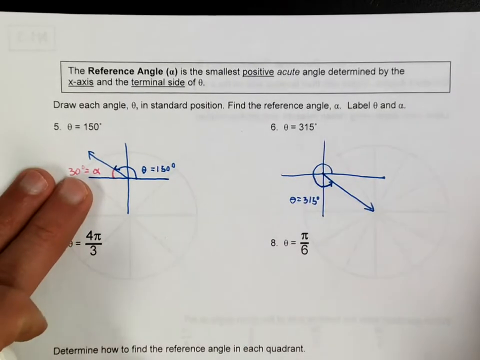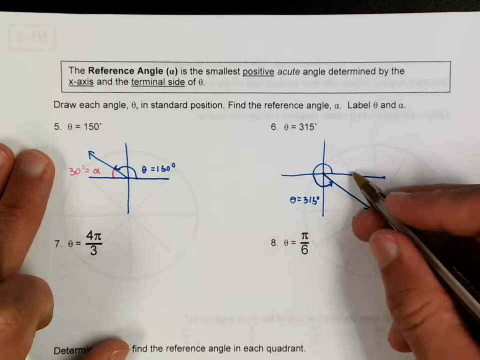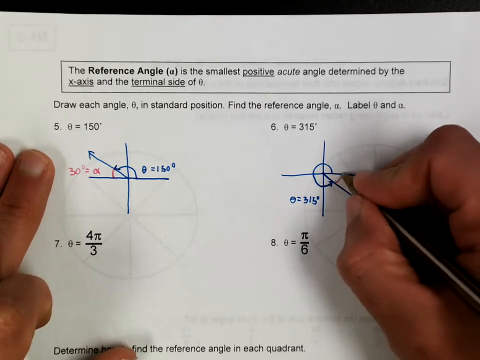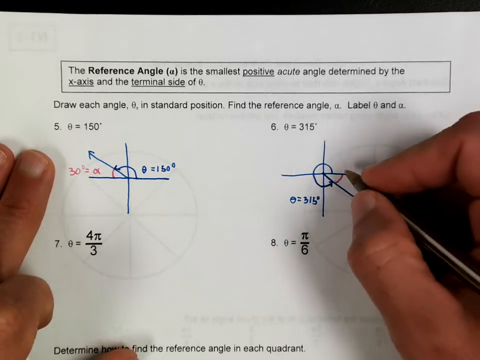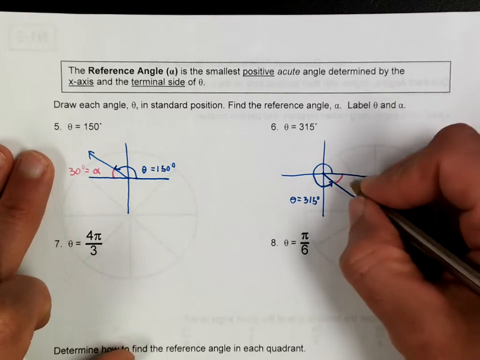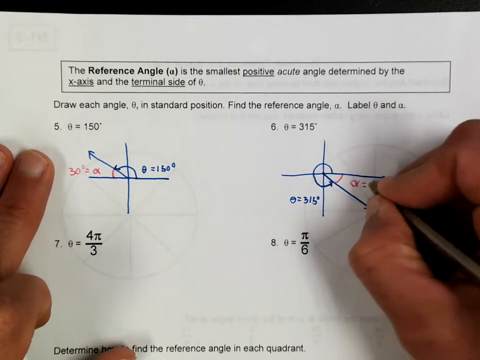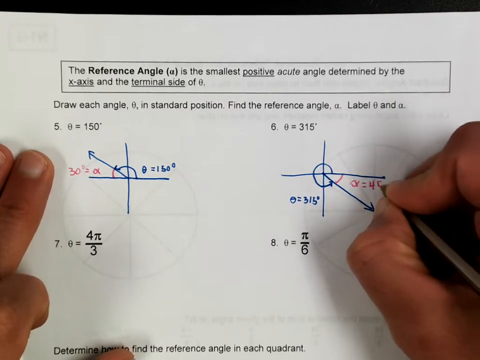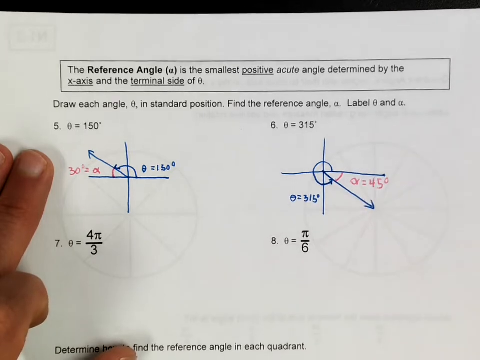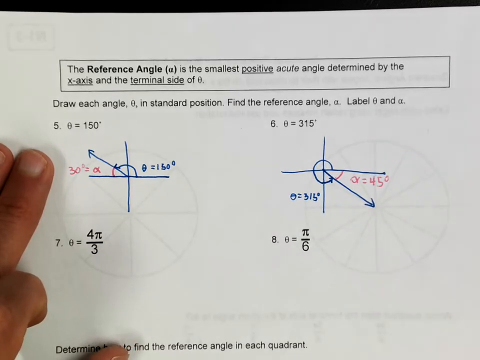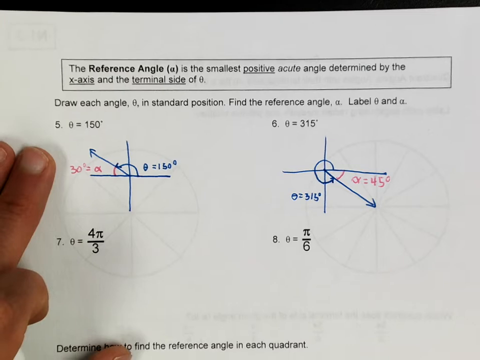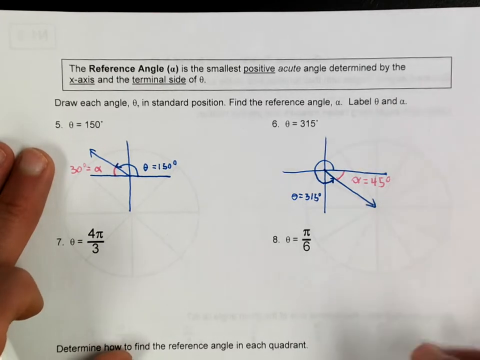And now, the reference angle is the closest to the x-axis, right? So this angle right here, remember this whole thing, one complete revolution is 360. So this right here would be 45. Okay, so that's how you do that one.